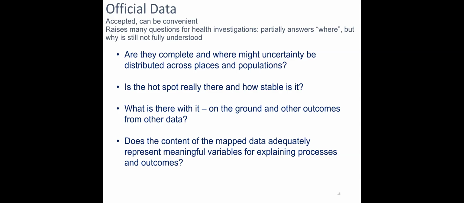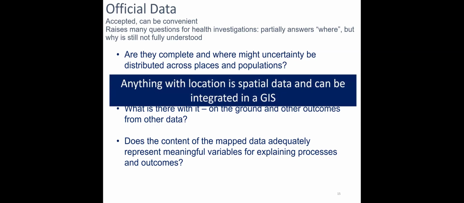And so you always want to ask questions and be curious about the data you're using in a GIS. Is it complete? Where might the uncertainty be? How stable are these hotspots? Because a lot of these official data sets do not take into account residential mobility. It's just where was the patient living when they got that cancer diagnosis, for example. So there are a number of questions you want to think about as you go through using the data sets, okay? So again, anything with location is spatial data and can be integrated in a GIS.